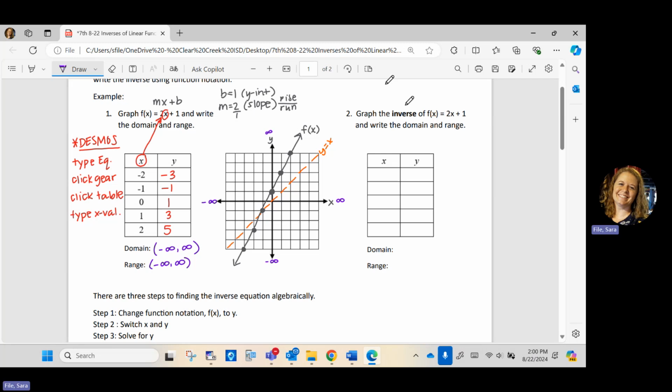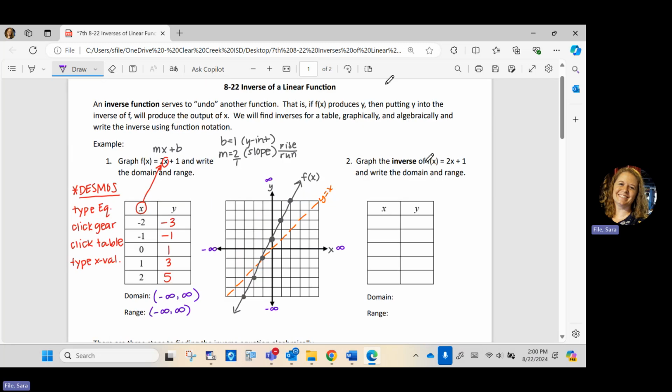Now, question 2 starts to talk about inverse. So up here it says that an inverse function serves to undo other functions. That is, if f of x produces y, then putting y into the inverse of f will produce the output of x. That sounds super confusing to me, and I'm a math teacher, so I can imagine that it sounds pretty confusing to y'all as well.